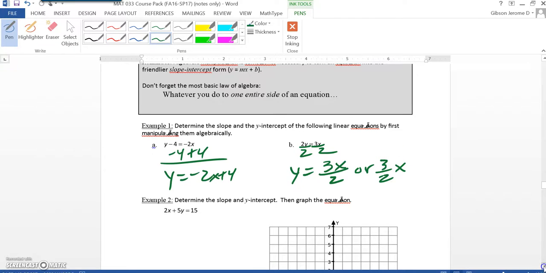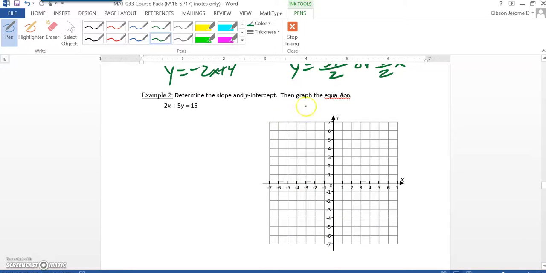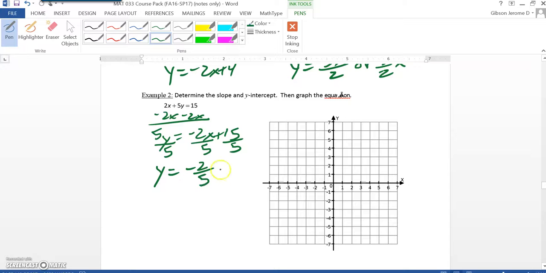Now, we go here. Determine the slope and y-intercept, then graph the equation. So what we should do here first, let's use the manipulation to get y by itself. So we'll subtract 2x on both sides. We have 5y equals negative 2x plus 15. Divide each individual term by 5, because remember we're trying to get y by itself. So y is equal to negative 2/5 x plus 3.